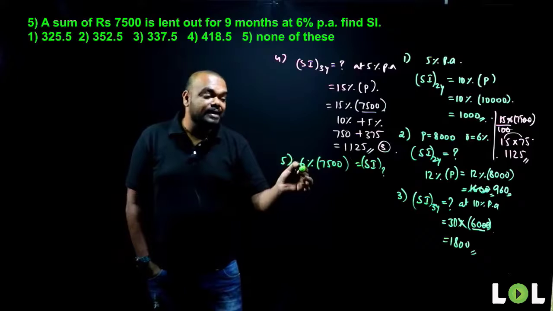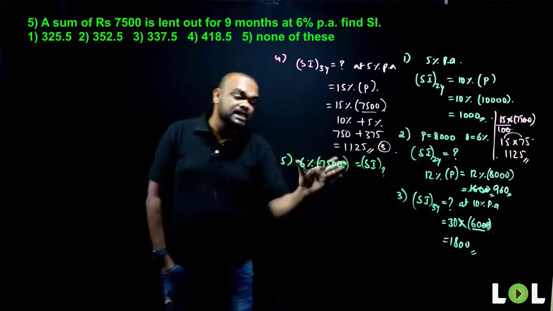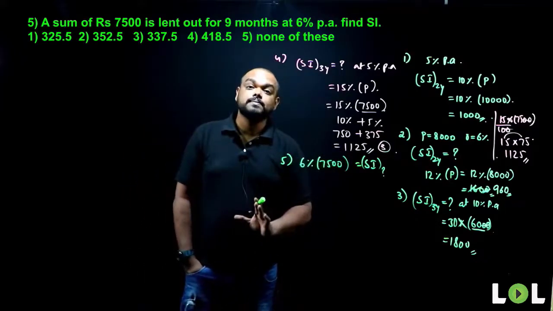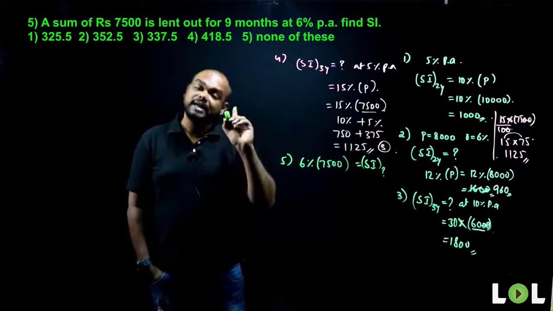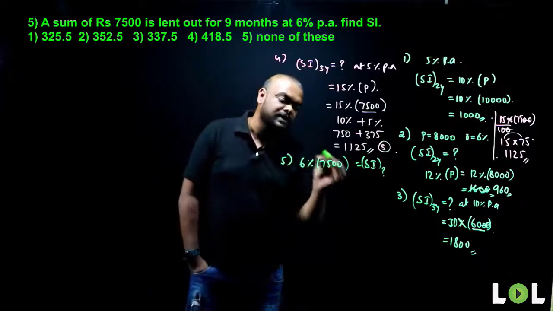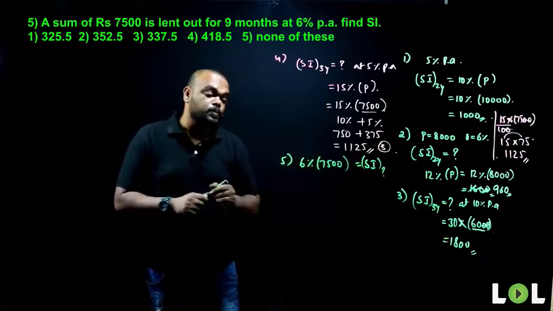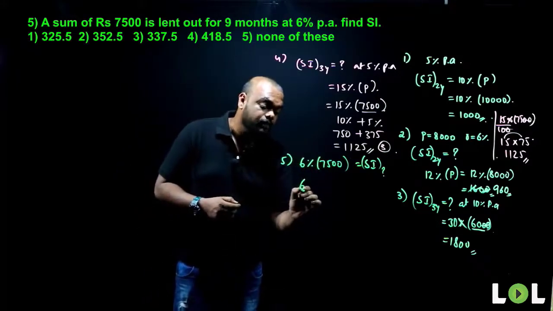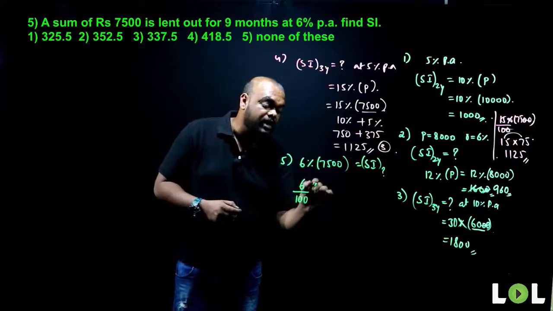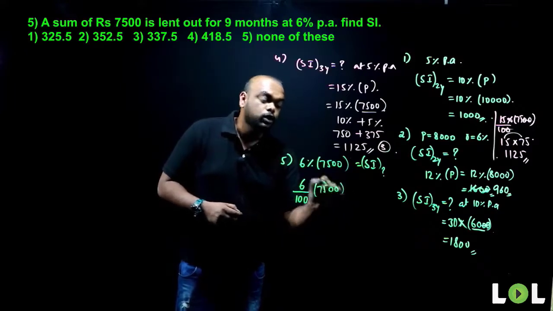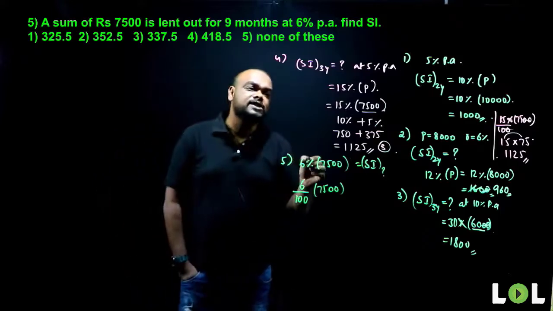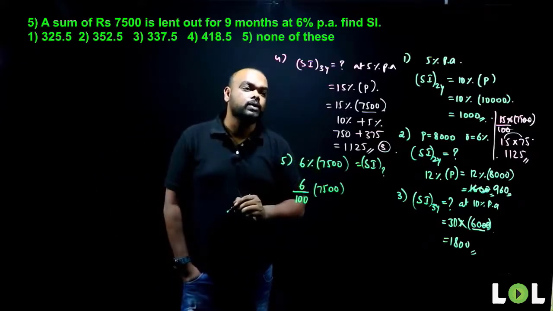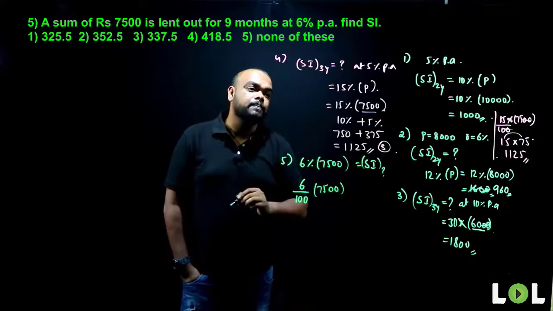So when I calculate 6% of the principal, this is for 1 year, because the rate of interest is 6% per annum. So for every 1 year it is 6%. So if I calculate 6% of principal, this gives me interest for 1 year. So this is 6 by 100 of 7,500. But do we need interest for 1 year? According to the question, we need interest for what time?